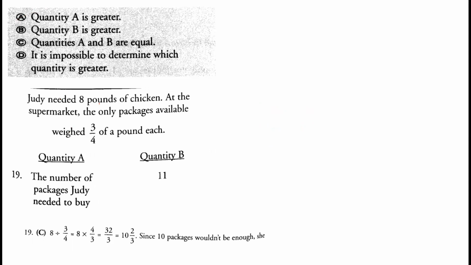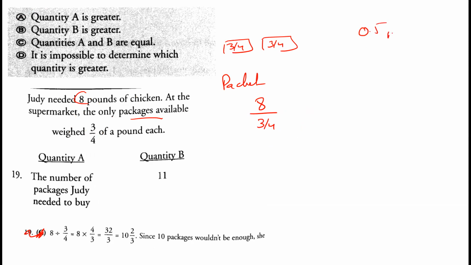Now Judy needs 8 pounds of chicken at the supermarket. The only packages available weigh 3 by 4 pounds each. So how many packets do you need to buy? The total number of pounds you need is 8, so 8 divided by 3 by 4. For example, if each packet was 0.5 pound and you need 8 pounds, you need 16 packets.